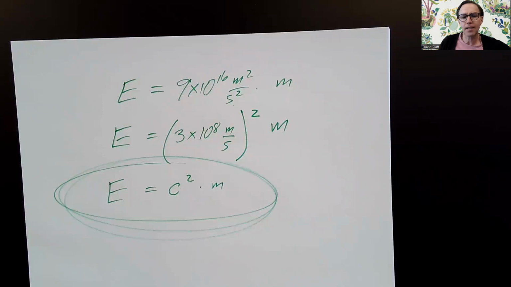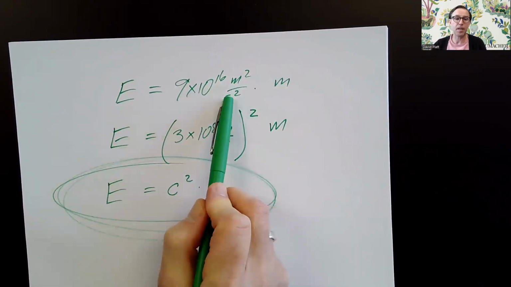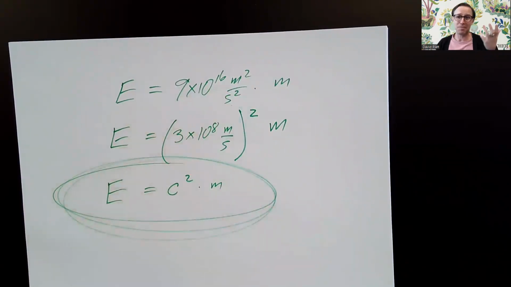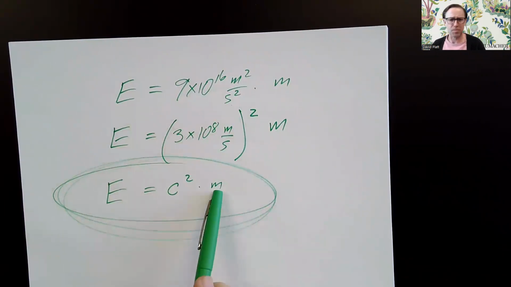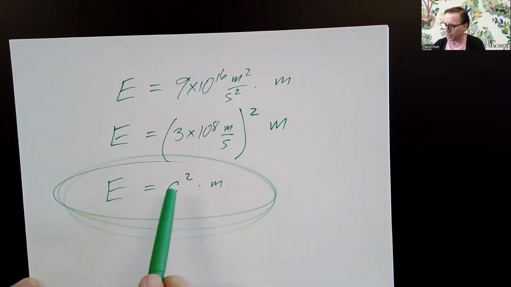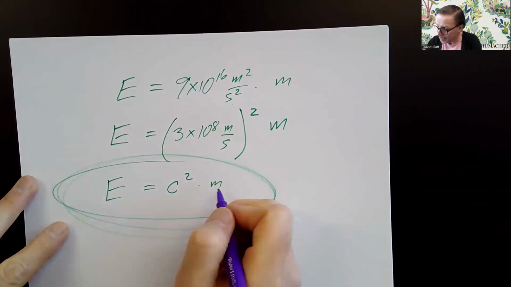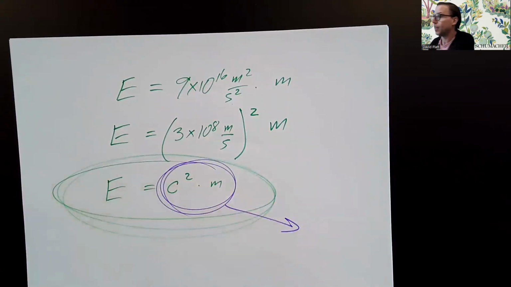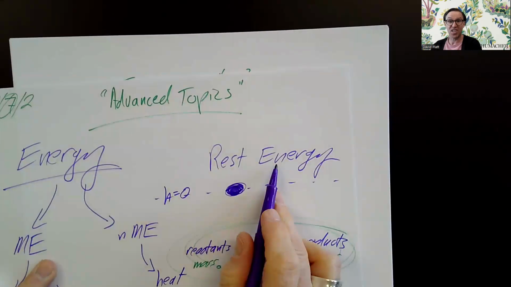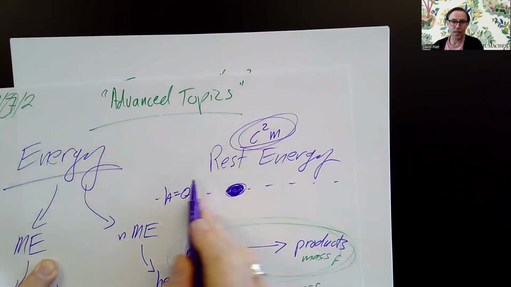And the fact that this number here with this unit happens to be the square of the speed of light is a really beautiful, amazing coincidence. But it doesn't mean that the matter is moving at the speed of light or anything, or the energy is moving at the speed of light. So this equation, E equals C squared M, what does it mean? It means that this is the rest energy. C squared times M is rest energy.